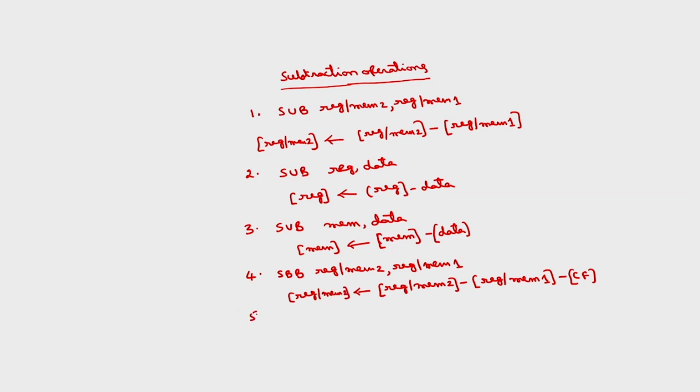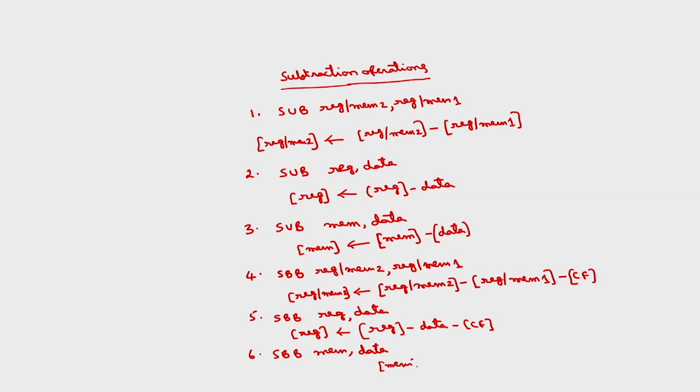Similarly, the case with the other two instructions. SBB register comma data: register contents minus data minus carry flag is stored in the register. Next one is memory comma data. So, data is subtracted from the memory along with carry, and the result is stored back to the memory. So, just 6 subtraction instructions.